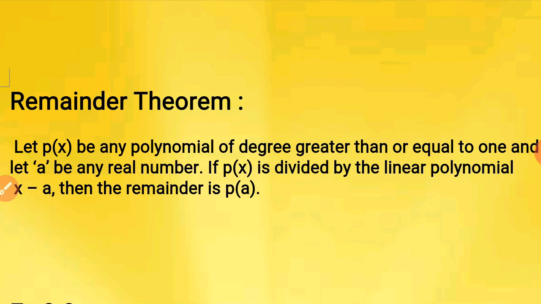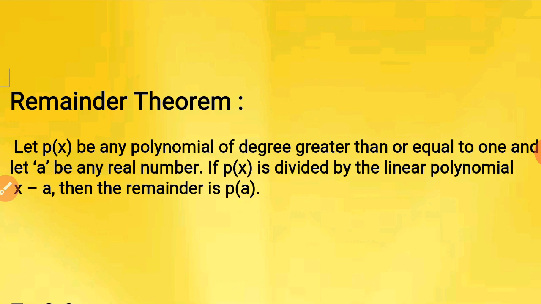Remainder. The word itself tells you that there is some division that is happening. So you have two polynomials to be divided. One will be in the dividend place, the other will be in the divisor place. When you divide, you get a quotient and you also get a remainder. We are talking about the same remainder here.